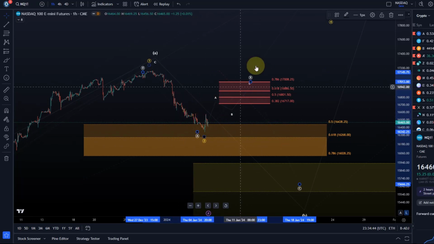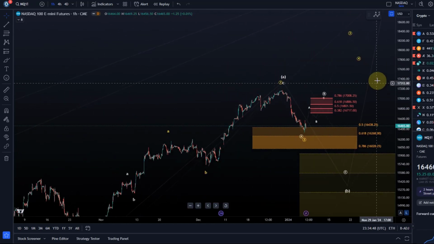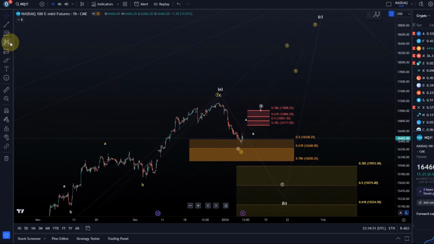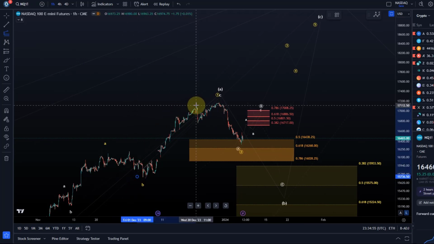But in the wave 3 in yellow, we should see a very aggressive rally. Now, where would that take us? Just to let you know, in case the wave 2 bottomed, where should wave 3 take us ideally?